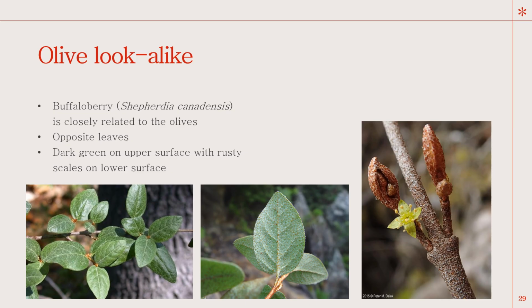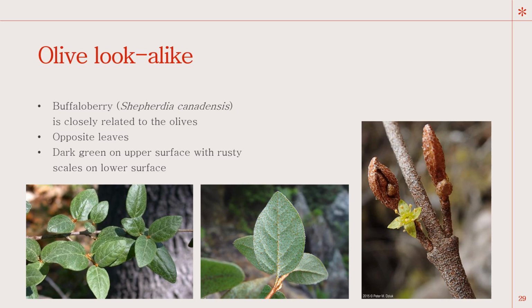And there is actually a native species, buffalo berry, that is closely related to olive. They're in the same family, so they're kind of like cousins to one another. The key difference between the two is the leaf attachment. So buffalo berry will have opposite leaves, where the olives will always have alternate leaves. So if you're ever unsure, just look how the leaves are attached, or the buds as you see in this far right picture. Those are the new emerging leaf buds.